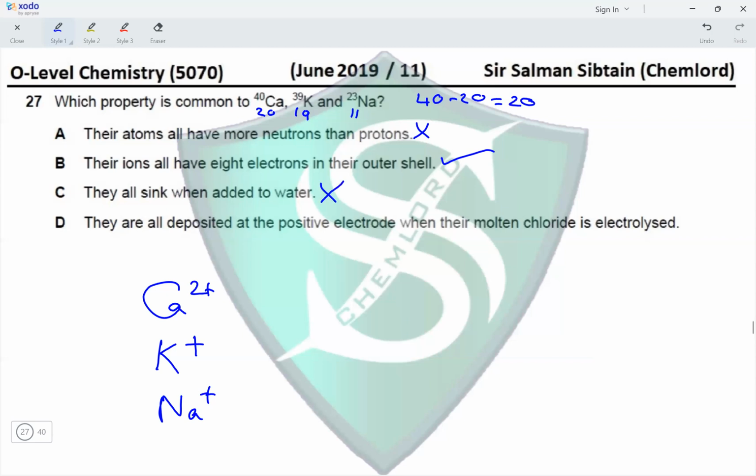They are all deposited at the positive electrode when their molten chloride is electrolyzed. Now, the positive electrode is referred to as the anode, where oxidation takes place. Any metal ion will accept electrons to form the metal, so they will undergo reduction. That means this is not going to take place at the anode when the molten chloride is electrolyzed; it takes place at the cathode. So this makes option B the correct option for this question.